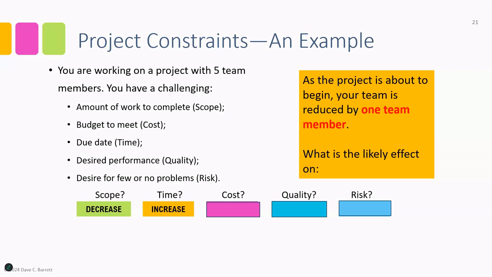Okay, let's reset things and say the project sponsor says, no, I don't want to decrease the scope, no change to the deadline, and quality and risk stay the same. What's the effect on the budget? Well, in that situation, the budget will tend to increase. Why? Well, you only have 4 team members trying to do the work of 5 to provide the same level of scope as we originally said.